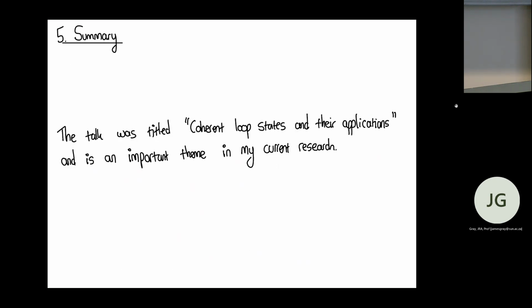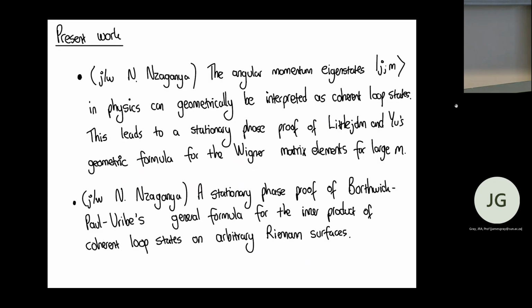So let's summarize. This talk was titled Coherent Loop States and Their Applications, and it's an important theme in my current research. The present work in this area is joint with Nzaganya. The finding is that angular momentum eigenstates in physics can geometrically be interpreted as coherent loop states. This leads to a stationary phase proof of Littlejohn and Yu's geometric formula for the Wigner matrix elements for large M. So that's one thing.